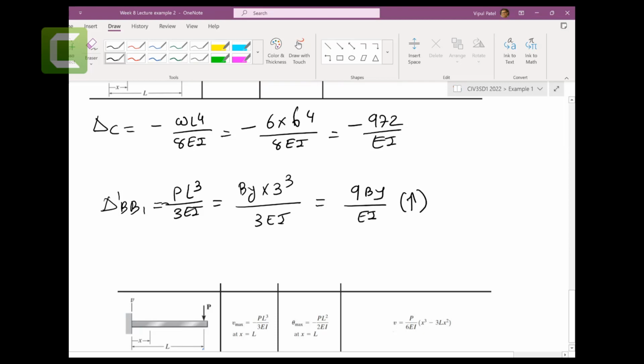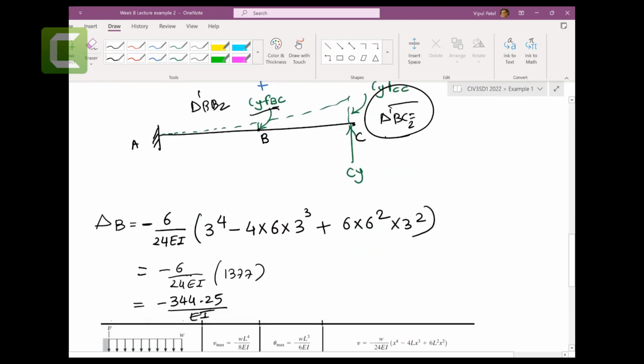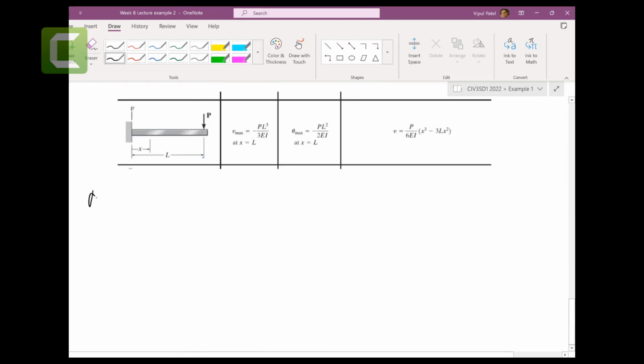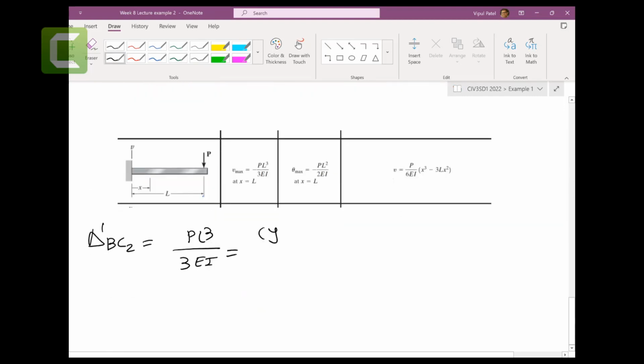And then let's find this another one, delta dash BC2. That is exactly this one. So PL cubed again, going up, so it's positive. P is CY, times L cubed, which is 6 cubed, over 3EI. So 6 to the power 3 over 3, you get 72 CY over EI.